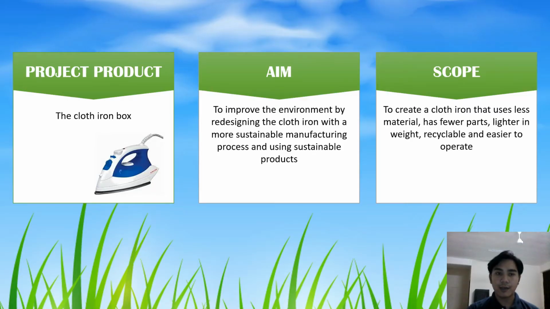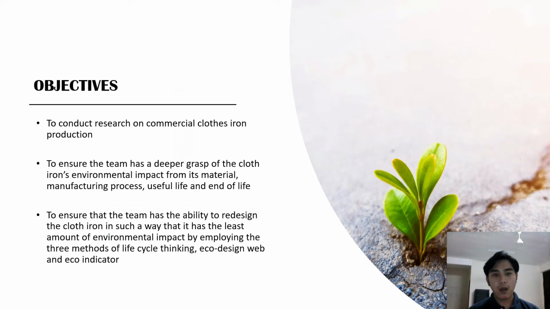So as you can see, this product is a clothes iron. The aim of this project is to improve the environment by redesigning the clothes iron with a more sustainable manufacturing process and using sustainable product. Next, the scope of this project is to create a clothes iron that uses less material, has fewer parts, is lighter in weight, recyclable, and easier to operate.